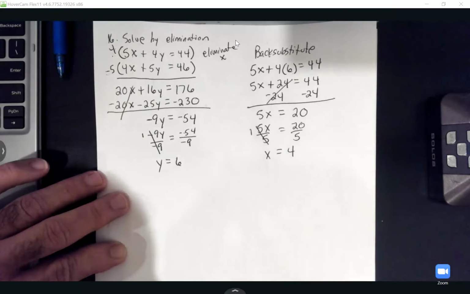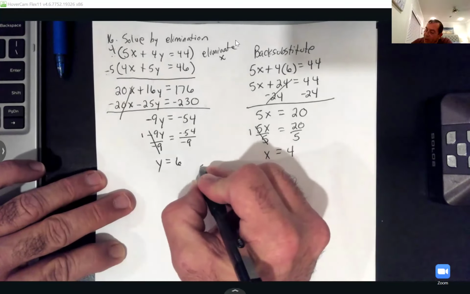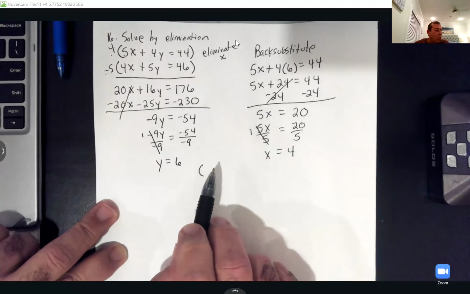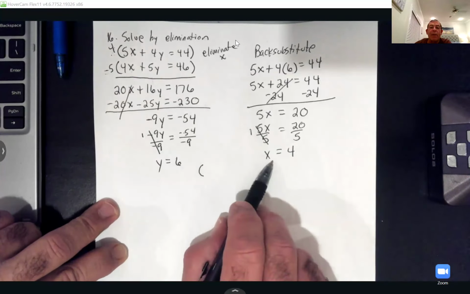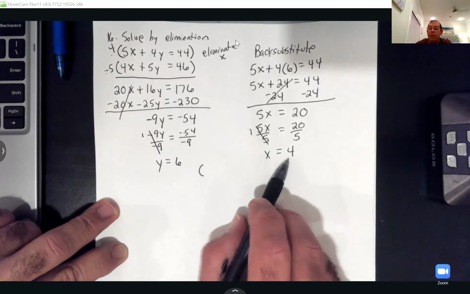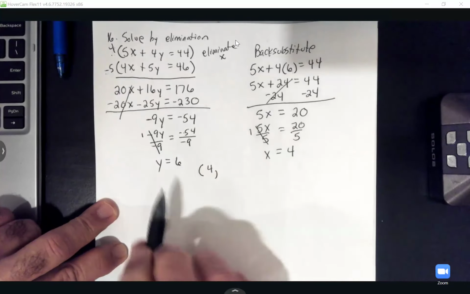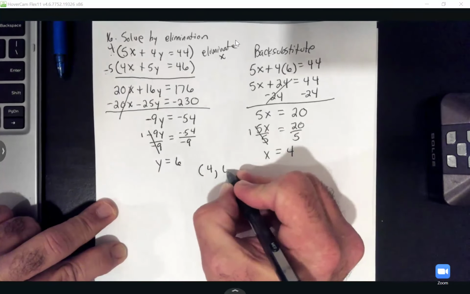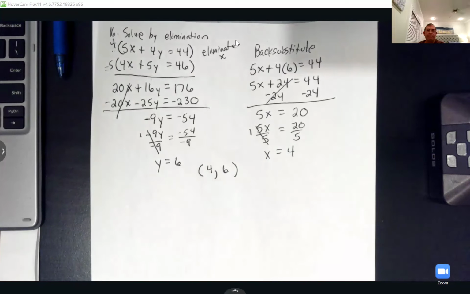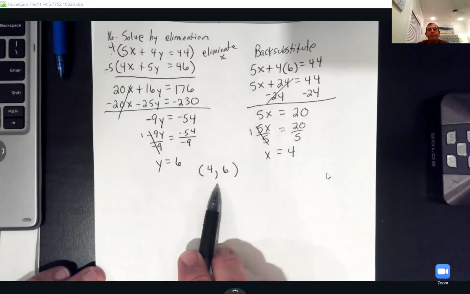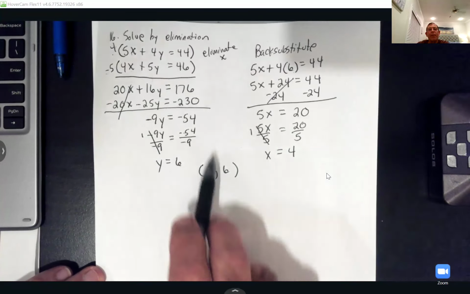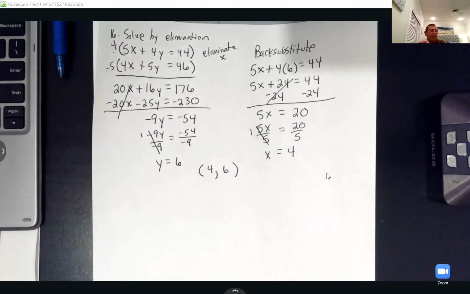But y'all, this one's tricky. When you put this in MyMathLab, you gotta put it in ordered pair. You gotta have parentheses, and then these gotta be in alphabetical order. So the X is first, which is 4. The Y, which is 6, is second. All right, y'all. So that's the trick. Eliminate one variable, solve for that other one, okay?